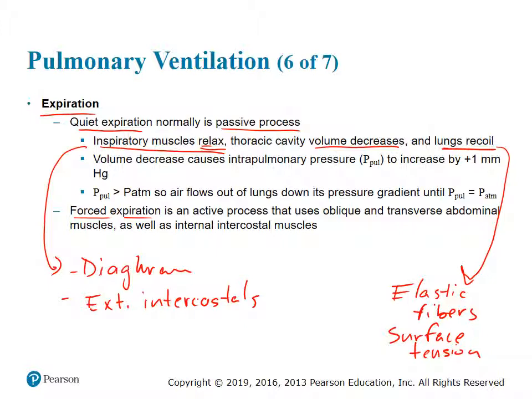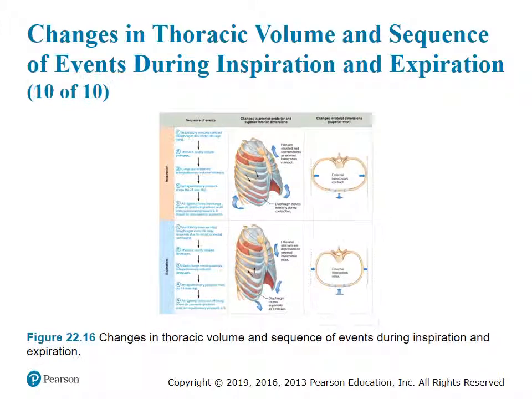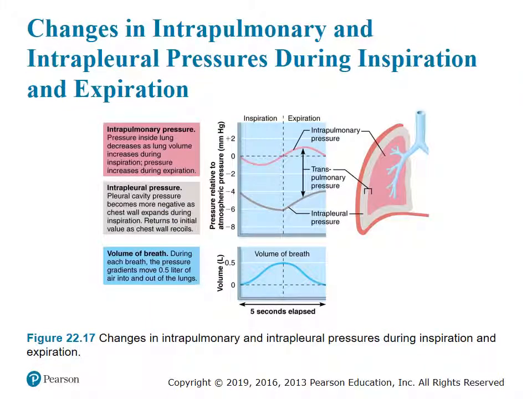Forced expiration is what we call an active process, and we actually use the oblique muscles and the transverse abdominal muscles. Those are your abs. Both of those are ab muscles. And the internal intercostal muscles, those are the muscles in between the ribs, can also be used in forced expiration, right? And so again, we see this here, right? Figure 22.16.